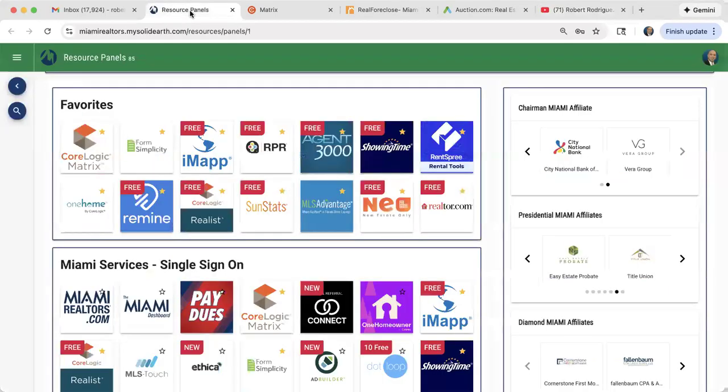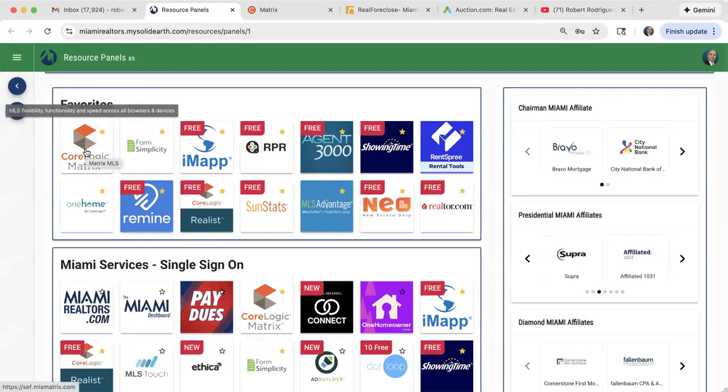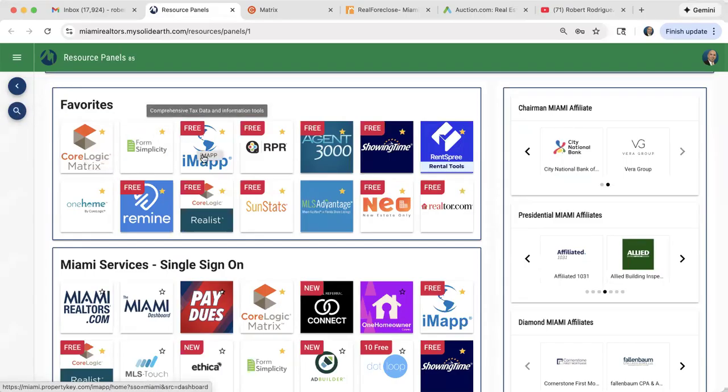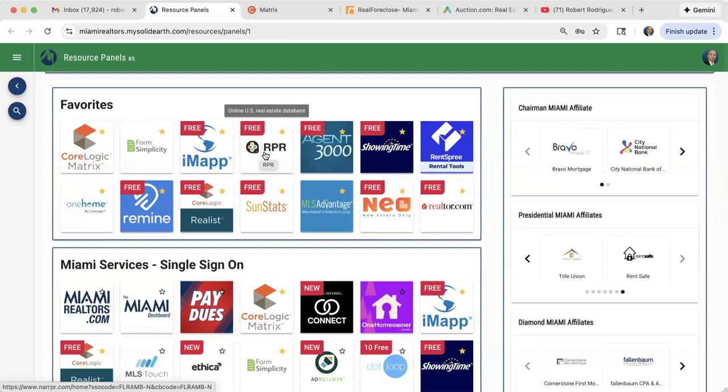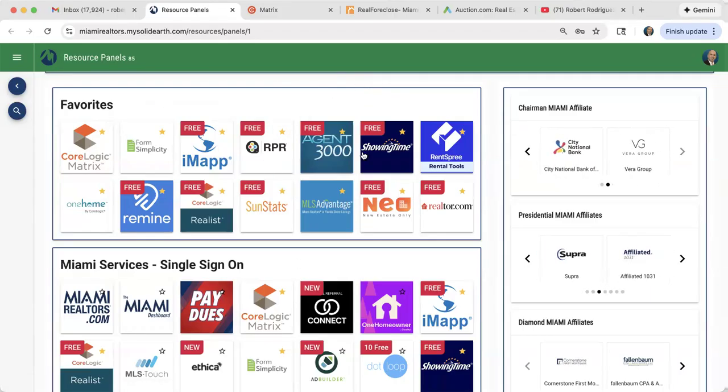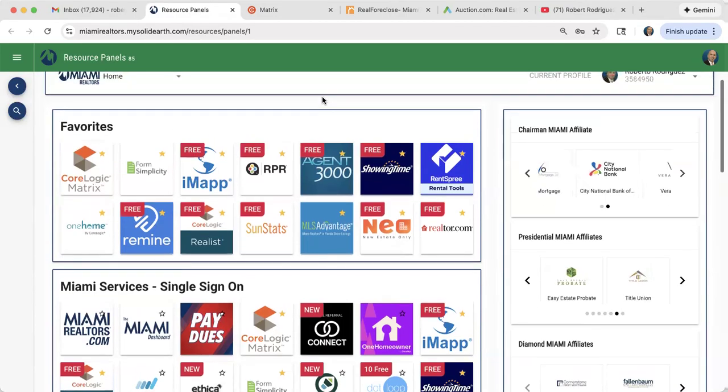All right, so today we're going to use a variety of different applications or software to find properties for our clients. We're going to use, of course, the MLS, which is CoreLogic Matrix. We're also going to be using IMAP to quickly determine valuations of properties. We're going to use RPR so we can determine the potential return on those investments. And we're also going to log into several websites outside of our MLS here to find auction properties, properties that are for sale via auction. So let's go ahead and get started.